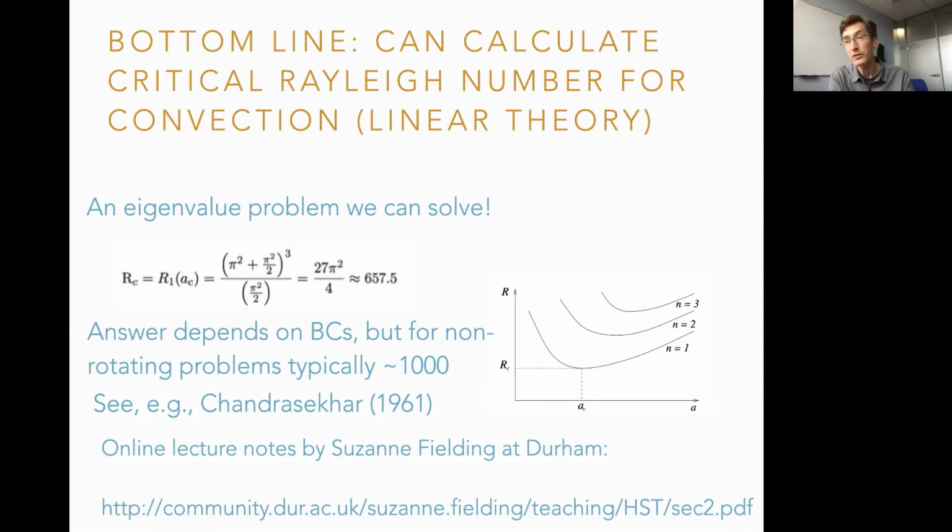You get a different answer if you've got stress-free or free slip boundary conditions. And really what we mean by the critical Rayleigh number is the critical Rayleigh number for the mode with the wavelength that has the lowest Rayleigh number. So in general, different modes will grow at different rates. They have different lowest possible Rayleigh numbers for growth that might look something like this. You've seen examples of this already.